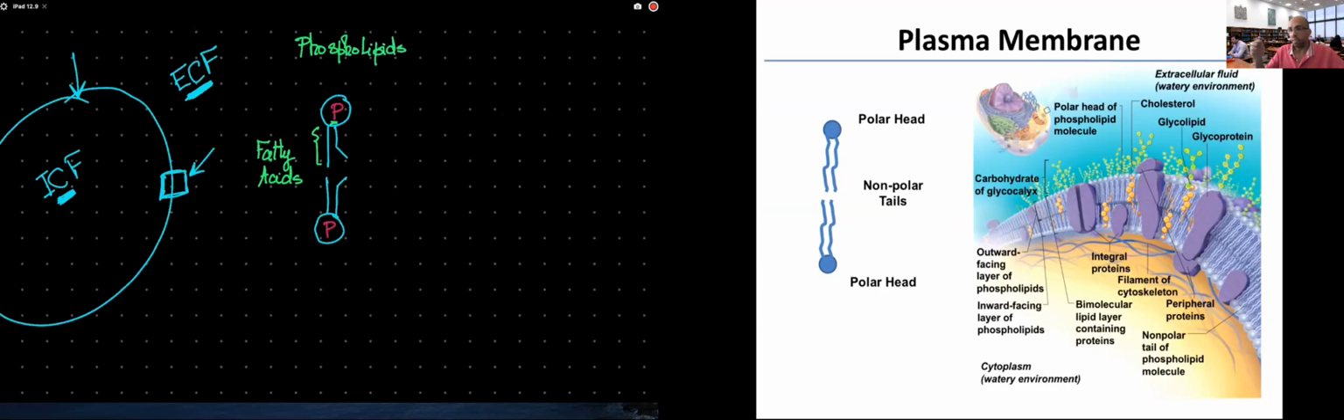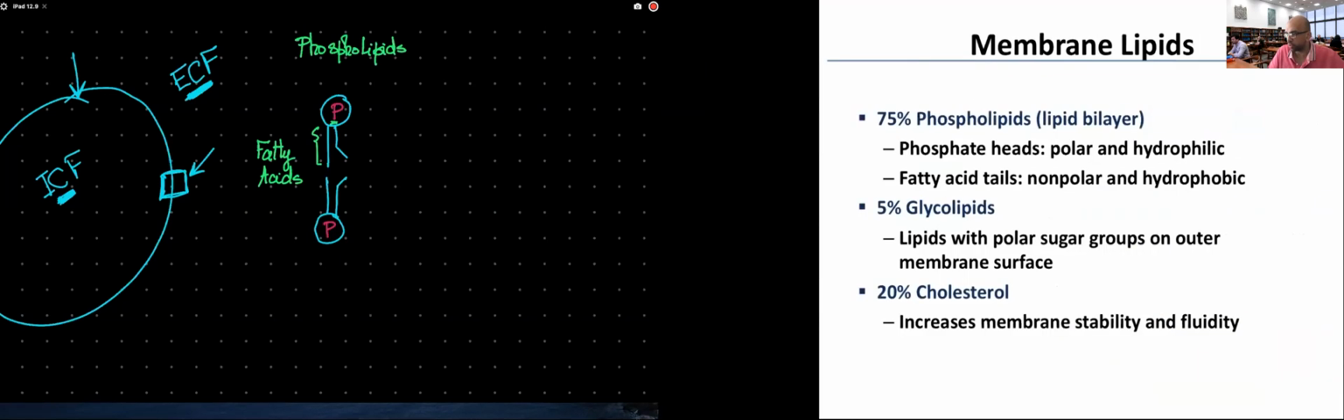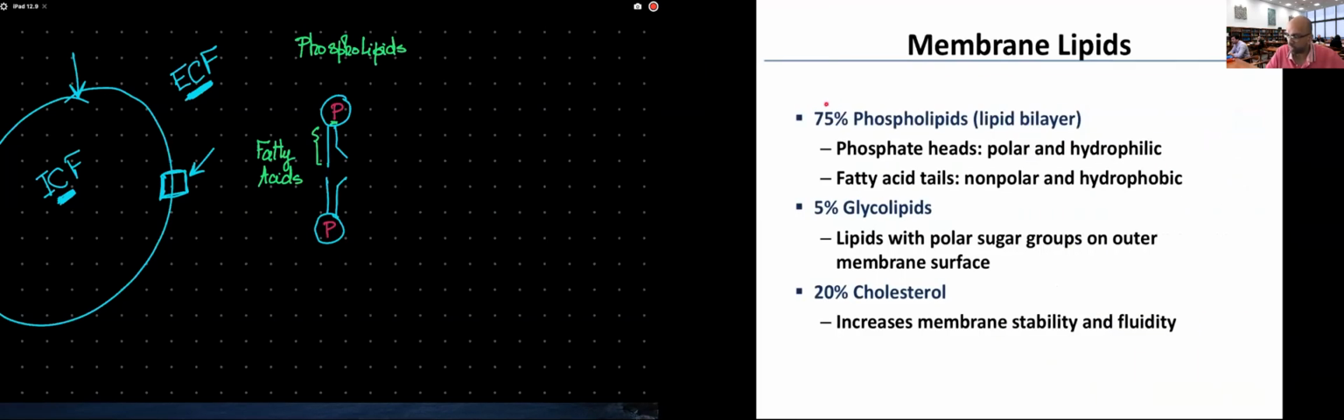So the main component of the plasma membrane is going to be fats. And the most common type of fat that is present in the structure of the cell membrane is going to be my phospholipids. Phospholipids are representing 75% of the total amount of lipids in the plasma membrane.